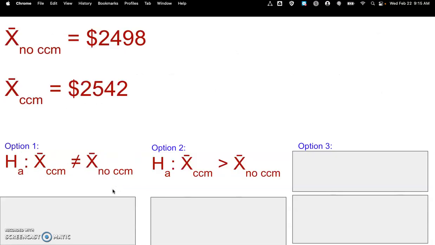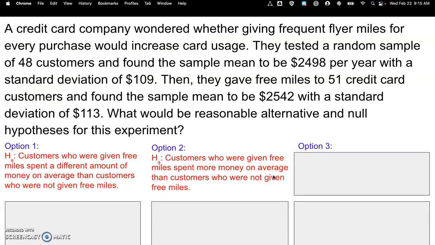Okay, so we could also say that customers that were given free miles spent more money than customers that were not given free miles. And again, the reason that we're finding that they're spending more has nothing to do with random chance, right? That's what we're hypothesizing in the alternative hypothesis. Customers who were given free miles spent more money on average than customers who are not given free miles.